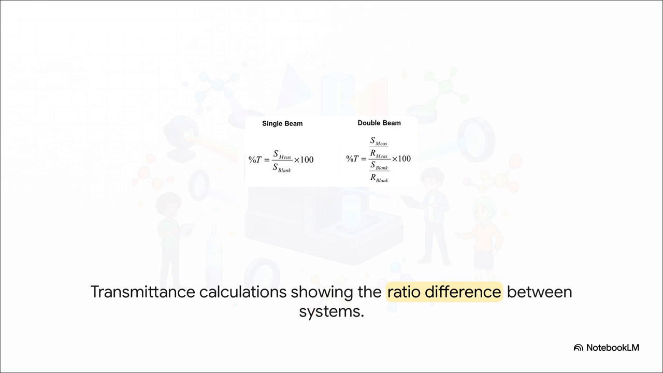But in the double beam formula, the instrument continuously records the ratio of the sample beam intensity over the reference beam intensity at the exact same fraction of a second. Because any fluctuation or flicker in the lamp's brightness happens to both beams equally, the ratio stays mathematically perfect. The error completely cancels itself out.